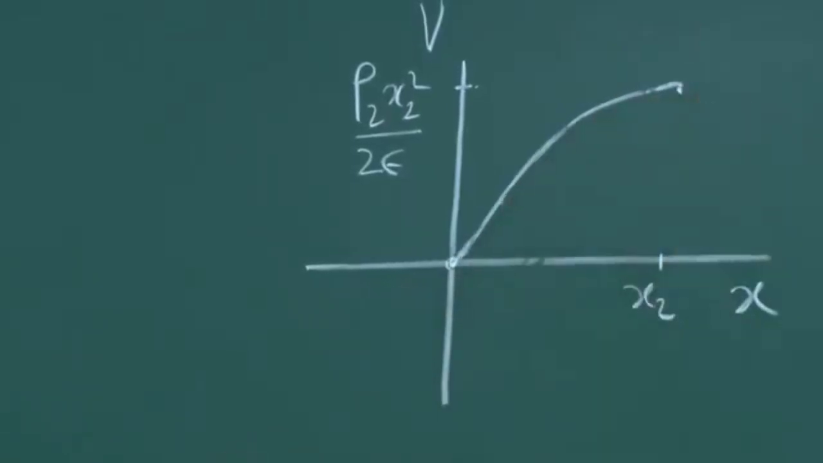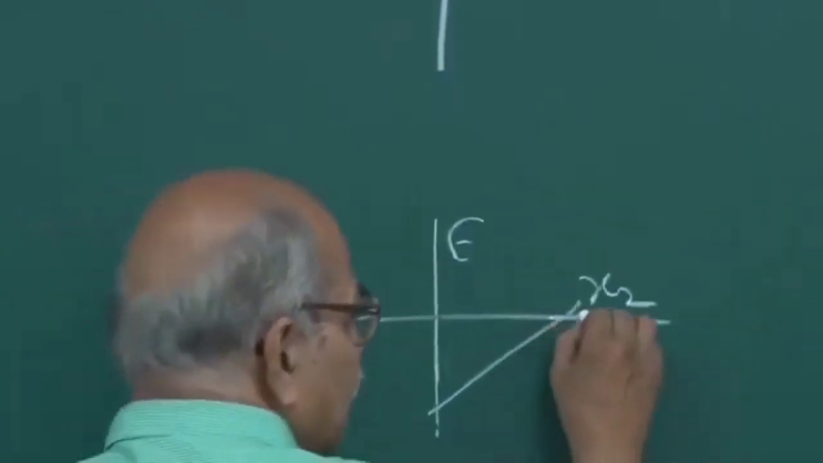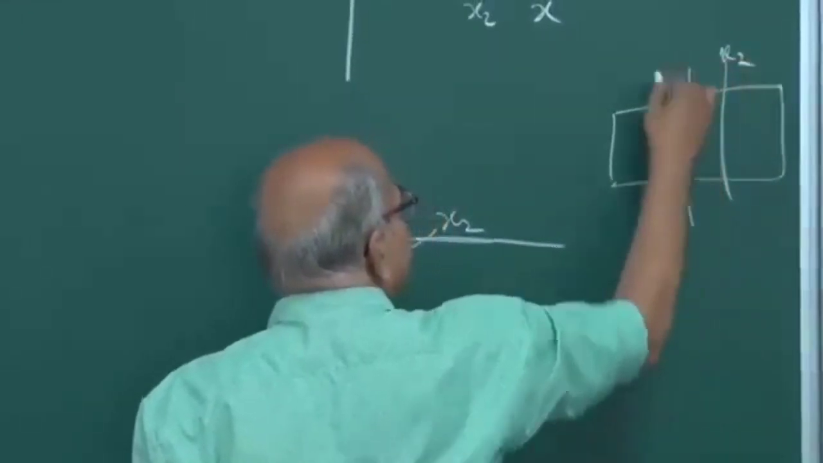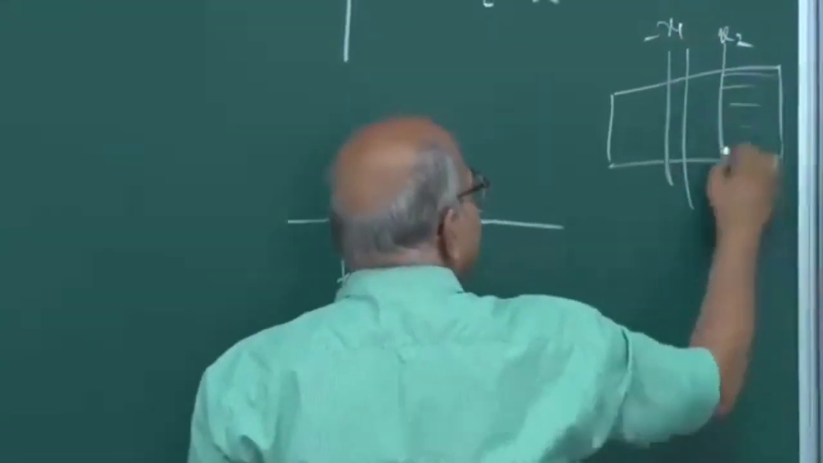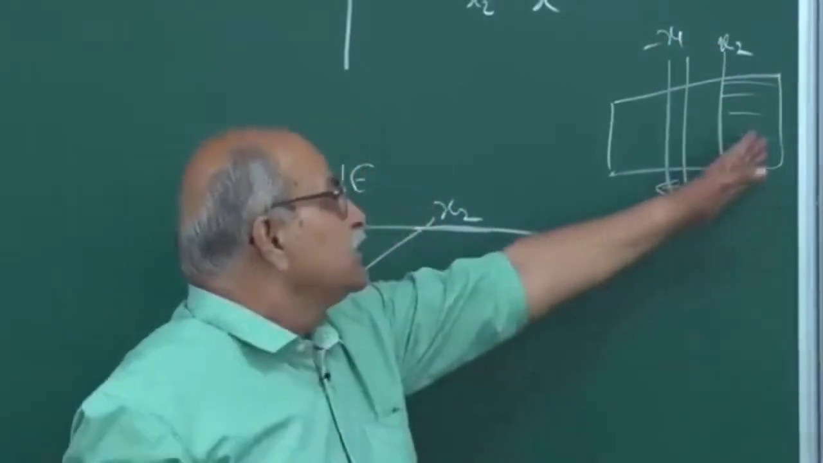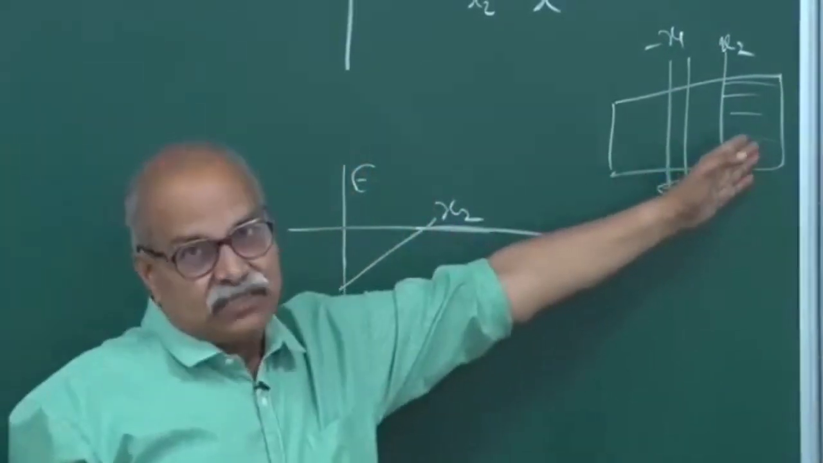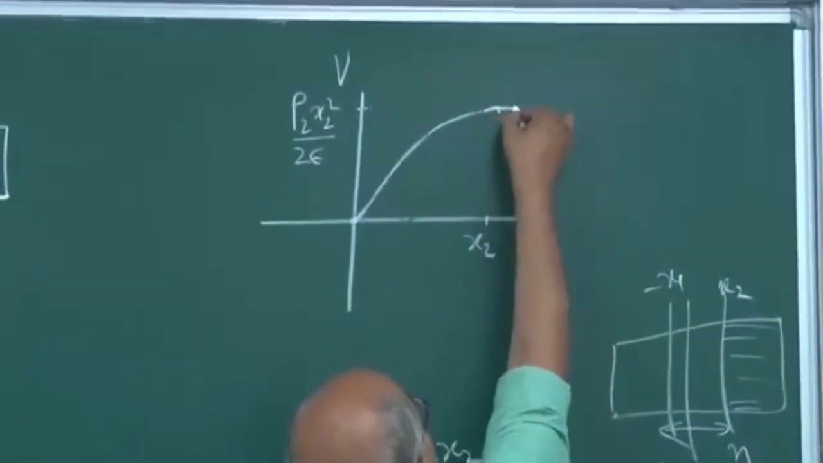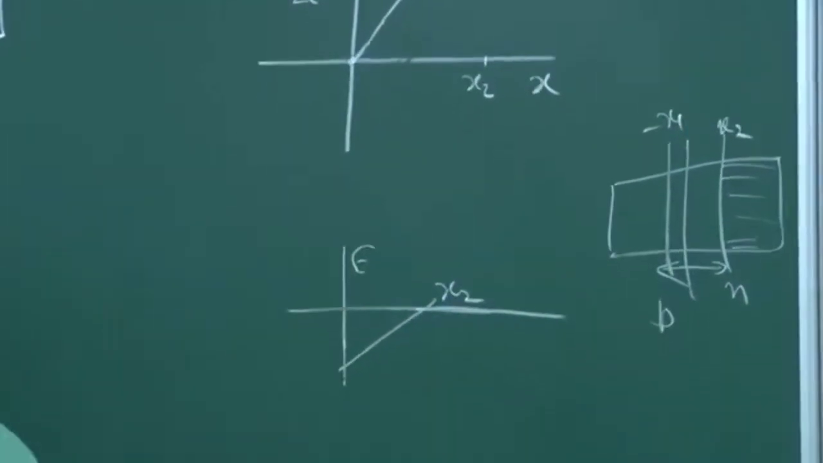And beyond x2, that means in your p-n junction, this is x2 and this is minus x1. So beyond x2, in this region, which is outside the depletion region, there is no electric field, and so the potential is constant. So throughout this n-type region, the potential remains constant like this.